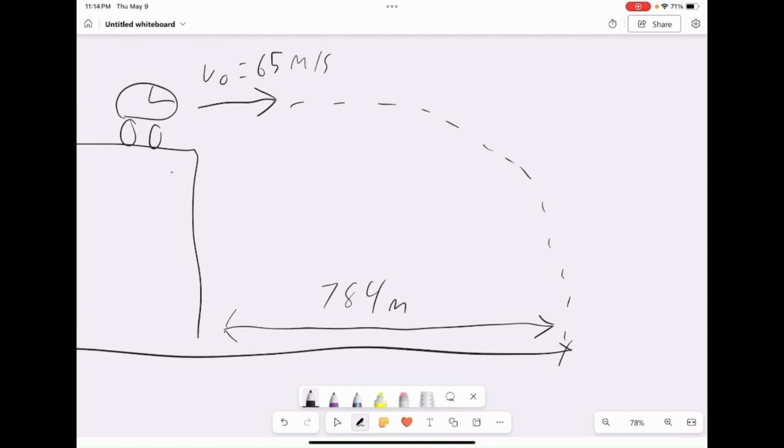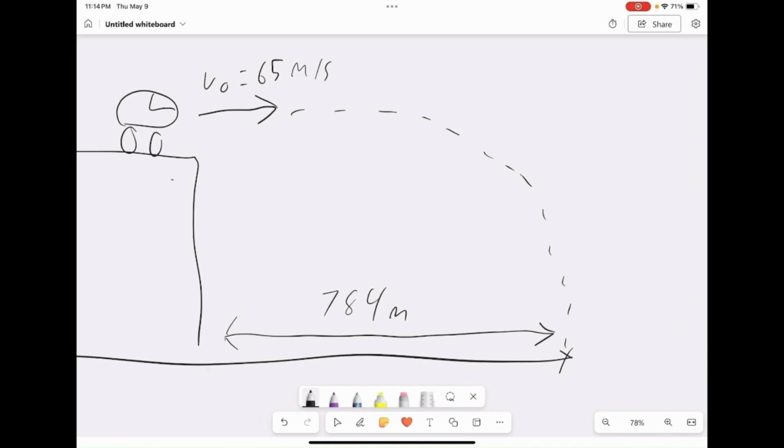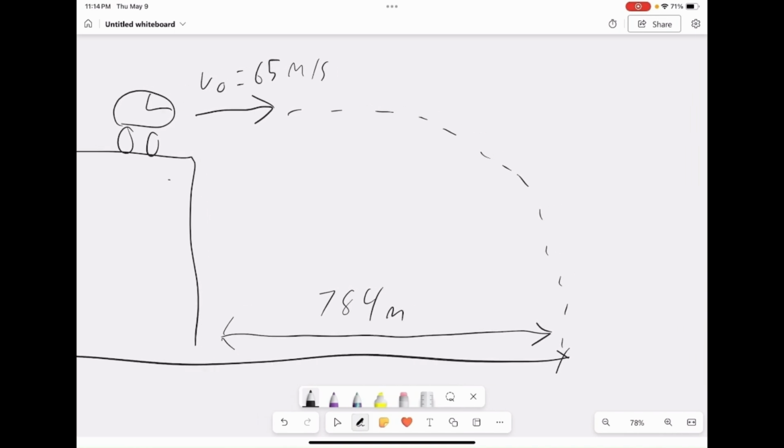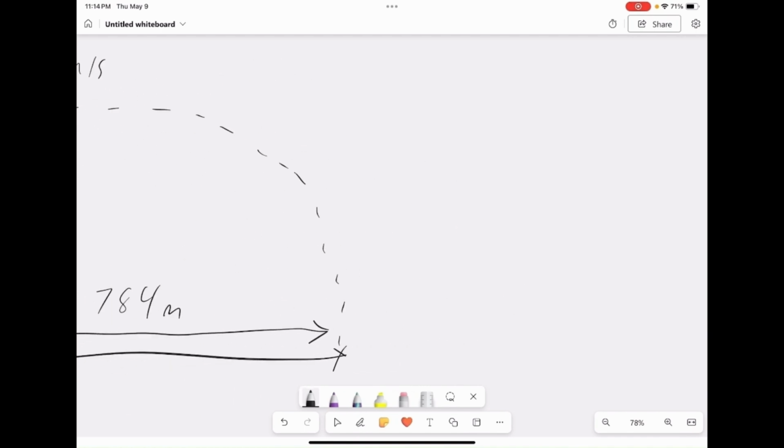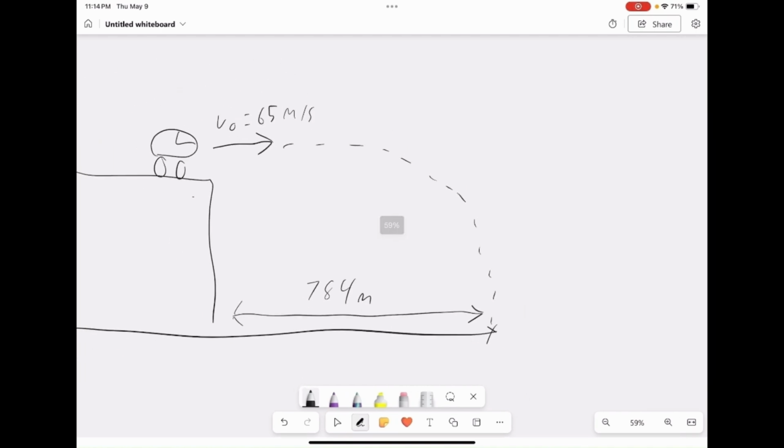So we now are going to be gathering some variables. So let's go ahead and gather our variables. We have variables in the X and variables in the Y. We have position or change in position. We have initial velocity. We have final velocity. We have acceleration. And we have time. Time is going to be the same for both of the directions. Okay. The first part of the question asks us actually to find time. So we're going to be looking for this.